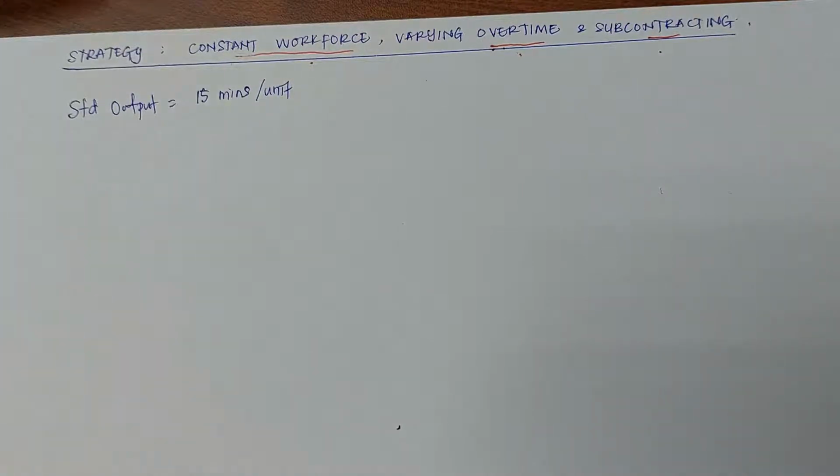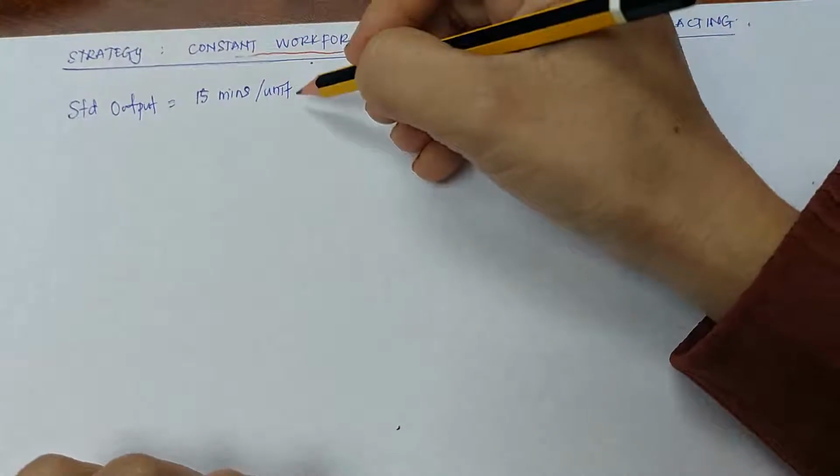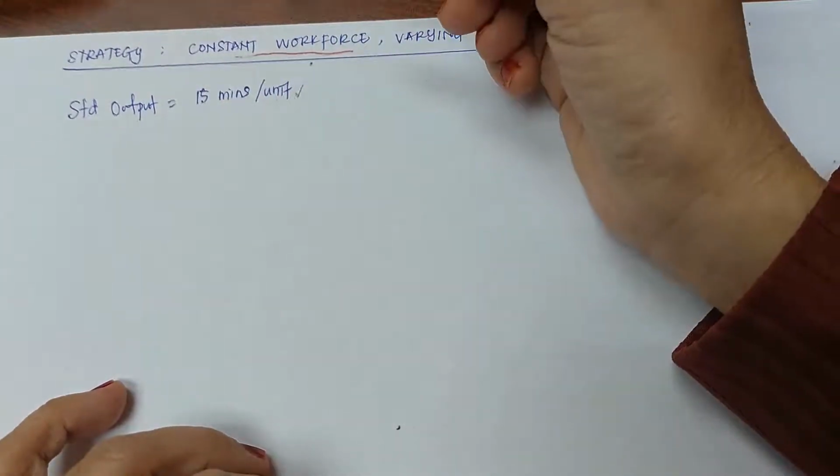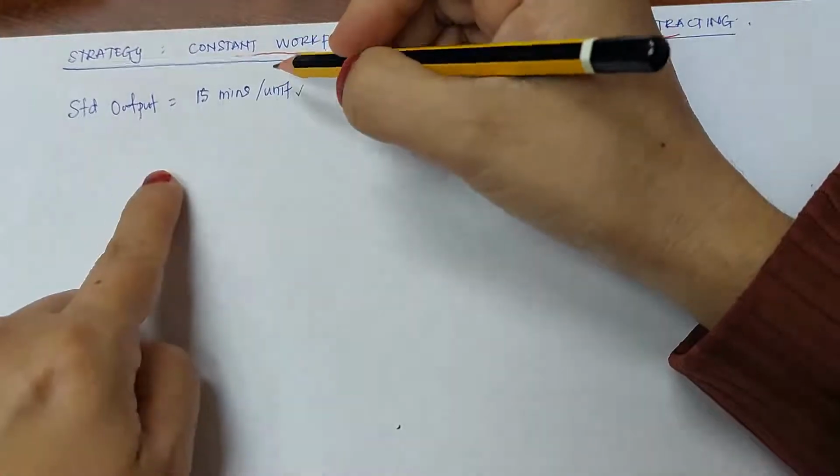Okay, to calculate the standard output, we need to search the additional information for the rate given for standard output. So in this example, the rate for standard output is given as this. Standard output is 15 minutes per unit.